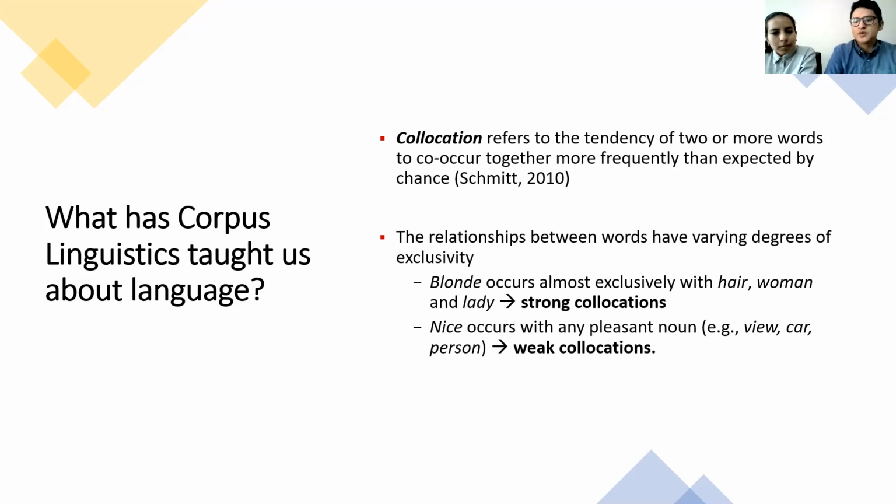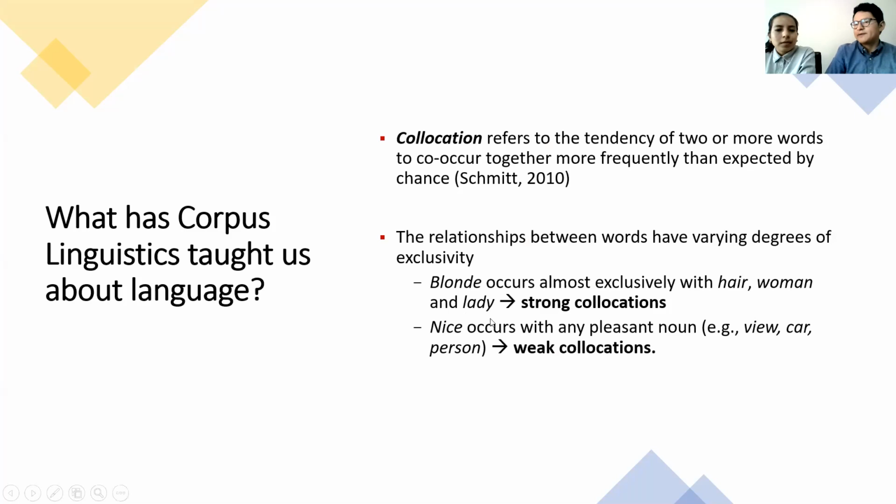Depending on the exclusivity of the relationship between two words, we have different types of collocations. The relationship can be strong. Let's say, for example, the word blonde. Blonde occurs almost exclusively with hair, with woman and lady. So we can see that this collocation is kind of fixed, so therefore it's a strong collocation. But if we analyze the word nice, nice can modify different nouns. You can have a nice view, a nice car, a nice person. So it's not that fixed. Not limited to certain words.